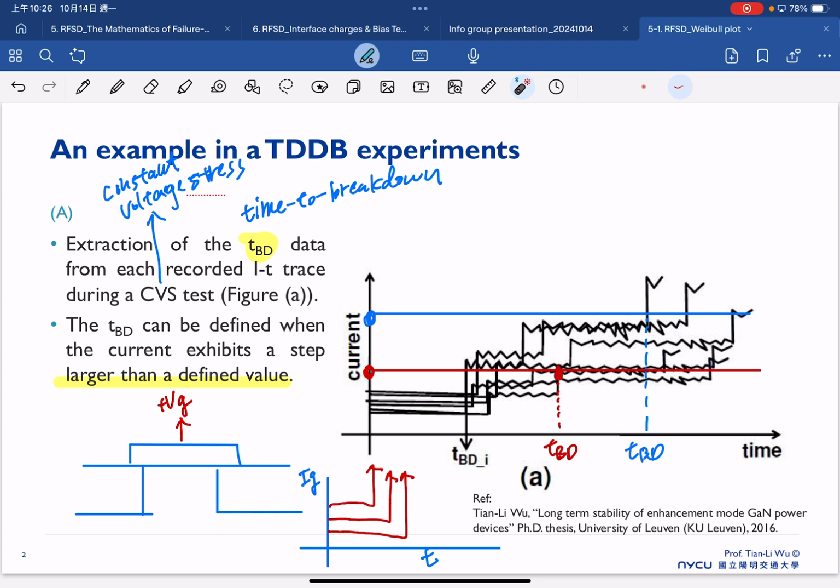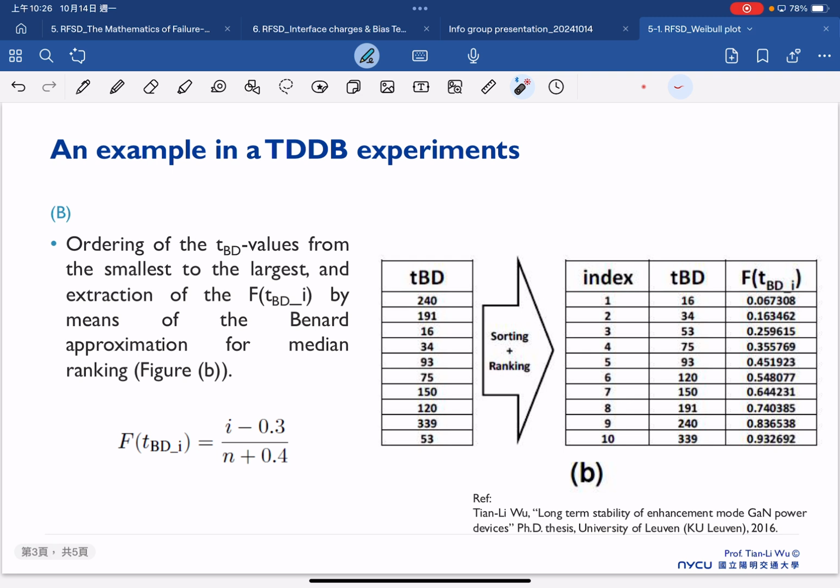So now, if we test 10 devices, we can have 10 different TBDs, right? This is an example. The first device broke at 240 seconds. The second device TBD is 191. The third device TBD is 16. So basically we have all this spread data set with the TBD. That's a record that comes from the previous plot here.